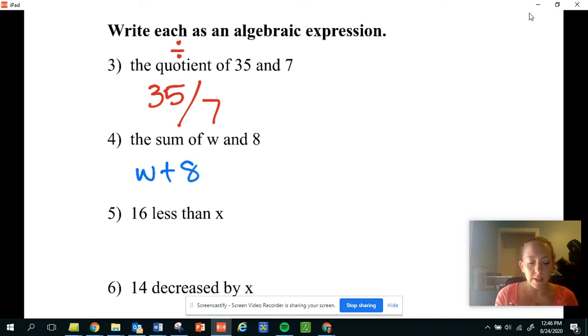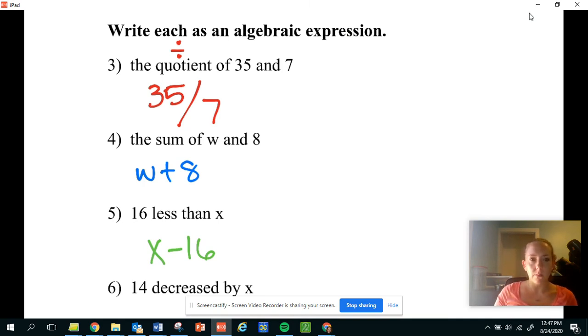And then this is where it gets tricky. When you're talking about subtraction, the order really matters. When it's saying 16 less than X, think about what that actually means. It's saying that you have X and you're taking 16 away from it. So this is the one case where we're not going to write the number and the variable in the order that it's given to us. If it's 16 less than X, that means X minus 16. So you actually have to take a minute and think about what it's saying.